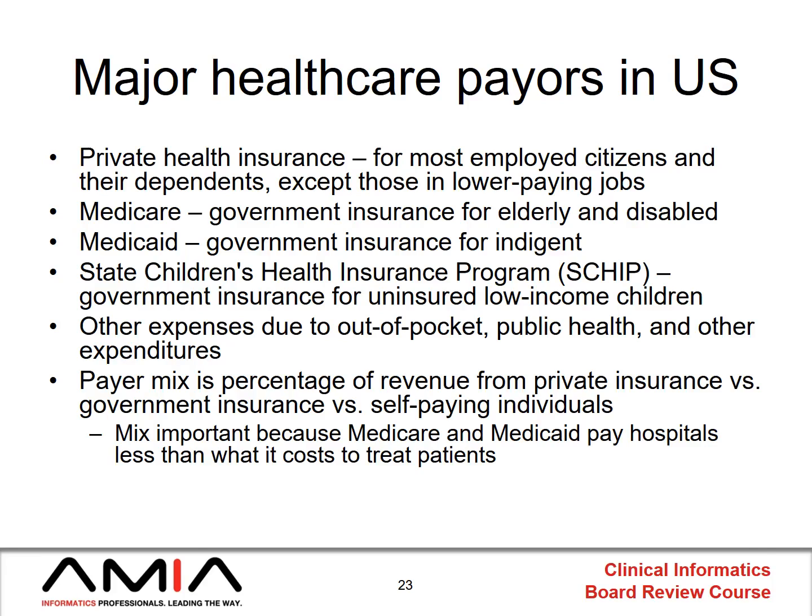Of course, insurance doesn't cover all expenses, and there are out-of-pocket expenses. There are also expenses for public health that are typically paid for by governments. We sometimes talk about the payer mix in healthcare, the percentage of revenue that comes to organizations from private versus government insurance versus self-paying individuals. This mix becomes important because Medicare and Medicaid typically pay hospitals less than the full cost of treatment of patients.